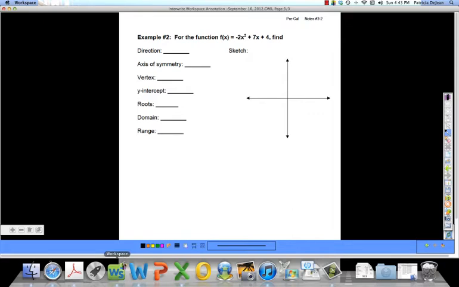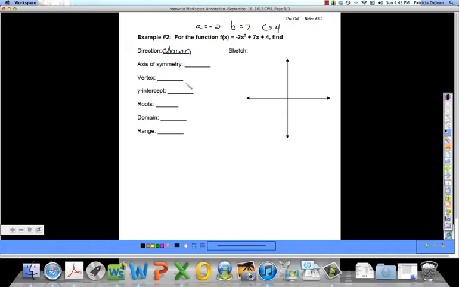Now let's look at our example 2. This is a little more complicated equation than what we had. Our A is equal to negative 2, our B is positive 7, and our C is 4. The number in front of the x squared is negative, so that means that it points downward.